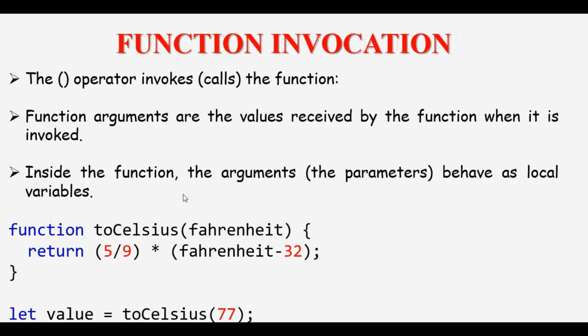Function invocation is also called a function call. The parentheses operator is used to invoke or call the function. The function arguments are the values received by the function when it is invoked. So what you set as parameters when you declare the function, you pass arguments to those parameters. Inside the function, the parameters behave as local variables. So whatever you pass in as a parameter is local to that function and only recognized within the function.